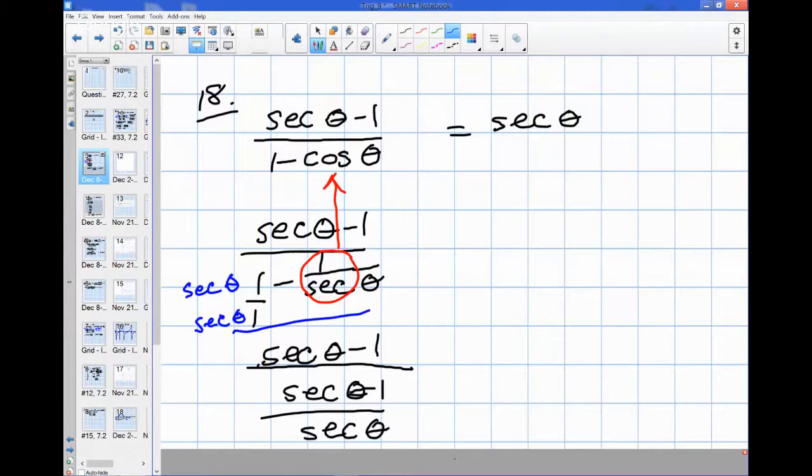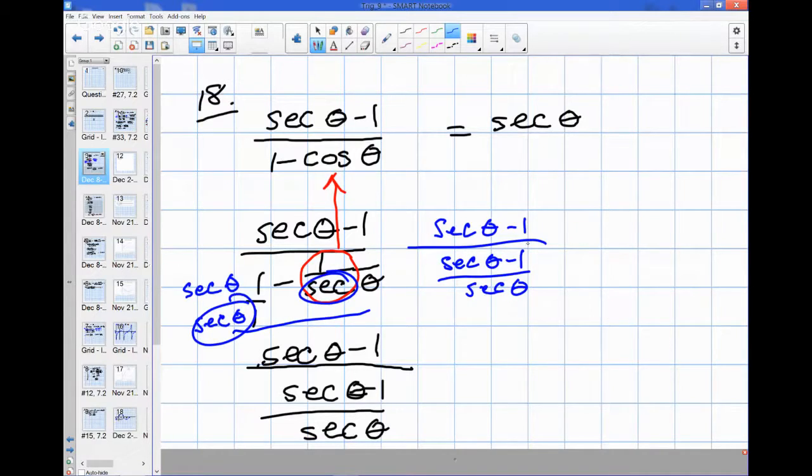All right, so I did a couple. Let me fill in the blanks here. That we didn't touch. That's the numerator up on top. But I just figured out that this bottom down here is secant theta minus 1 over secant theta. Why? Because I now have this common denominator.